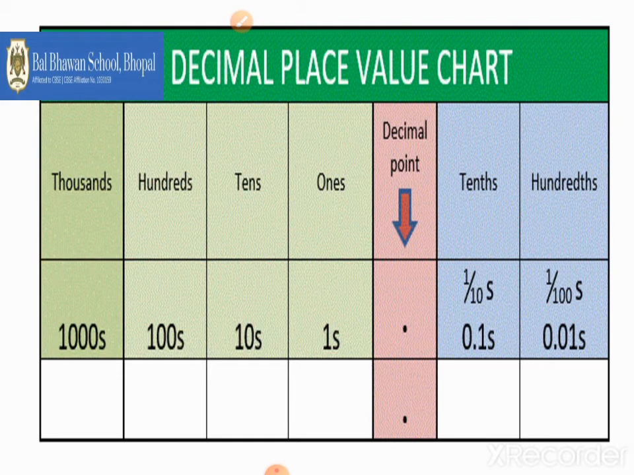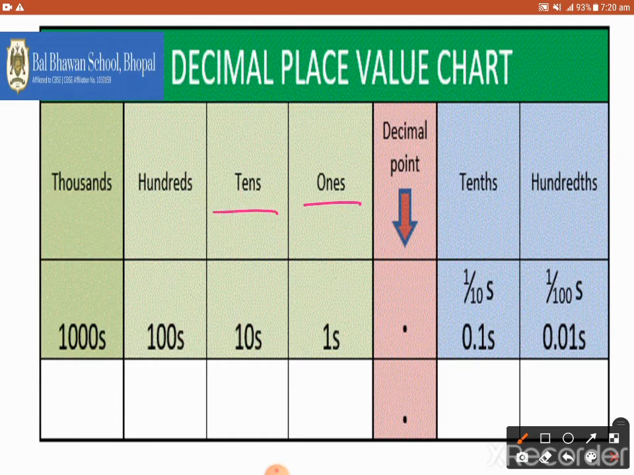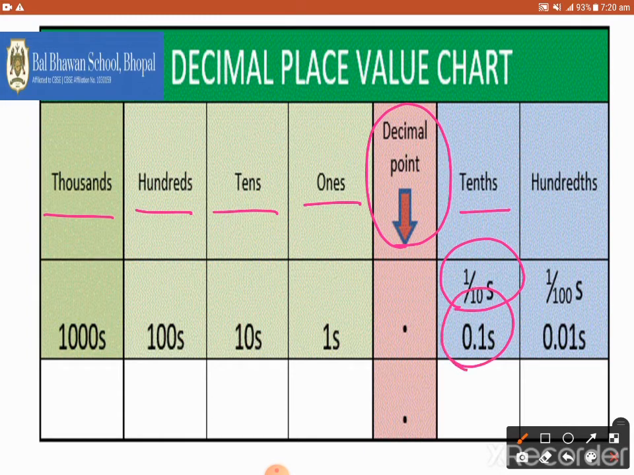The numbers before the decimal have the fixed place values that we have studied in the previous classes also, that is ones, tens, hundreds and thousands. After the decimal point, the first place is called the 10th place. The 10th place is represented by 1 upon 10 in the fractional way. But if we have to write it in the decimal form, it is 0.1. That is the first place after the decimal.